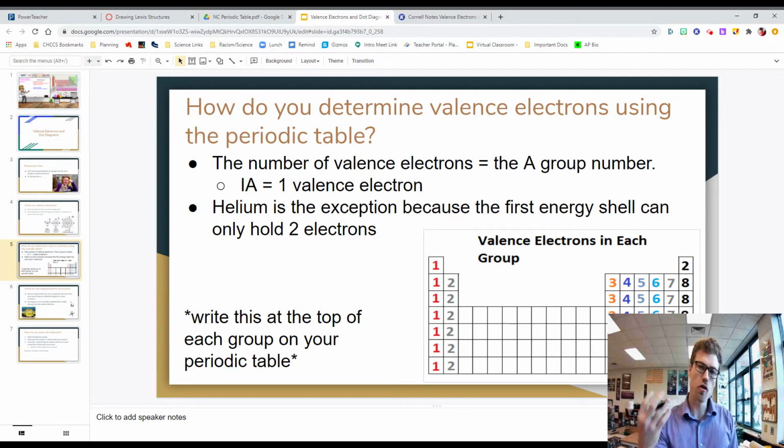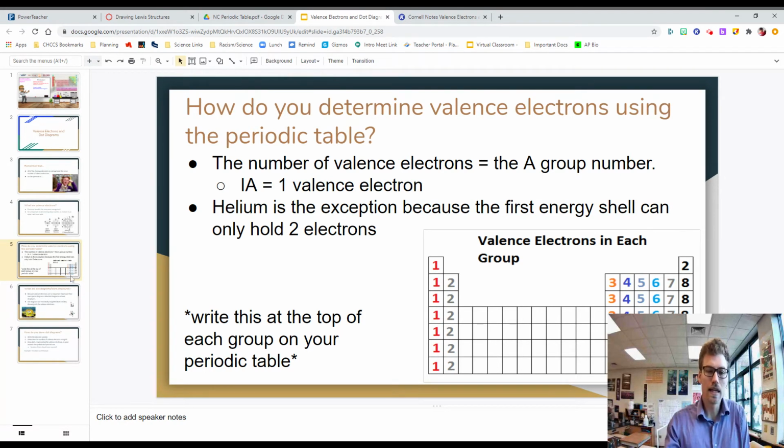Now, my recommendation is that you go back to the periodic table from our last set of notes, where you drew all those things. At the top of each of the groups, write how many valence electrons it has. So write that it's 1 valence electron for group 1A, 2 valence electrons for 2A, 3, 4, and so forth. That way, you have it written down on that periodic table. We're going to keep adding more things to that periodic table, so you have one place to go to look up this kind of stuff. Okay, so that's how we determine our number of valence electrons. We have to look at the A group number.